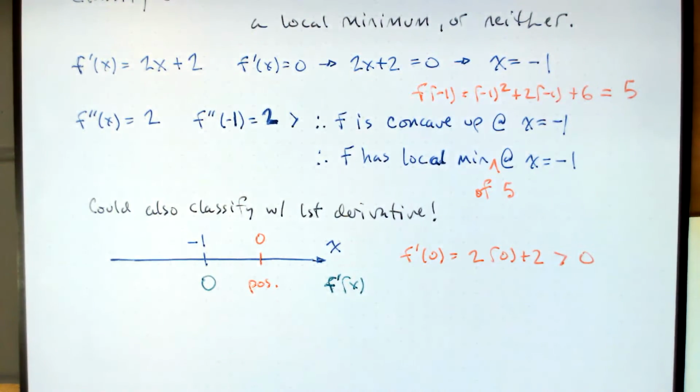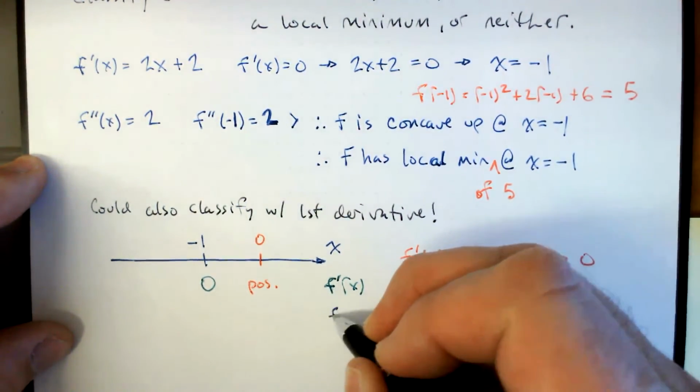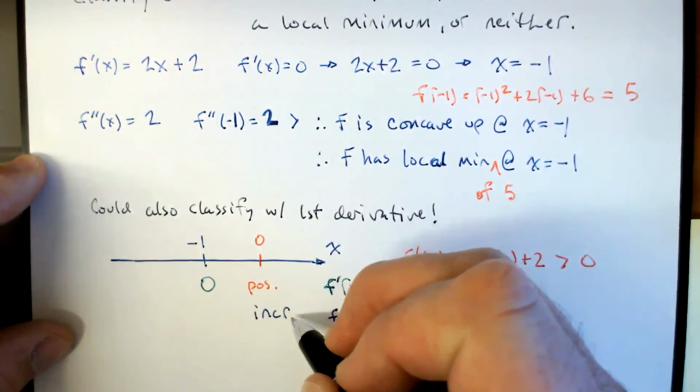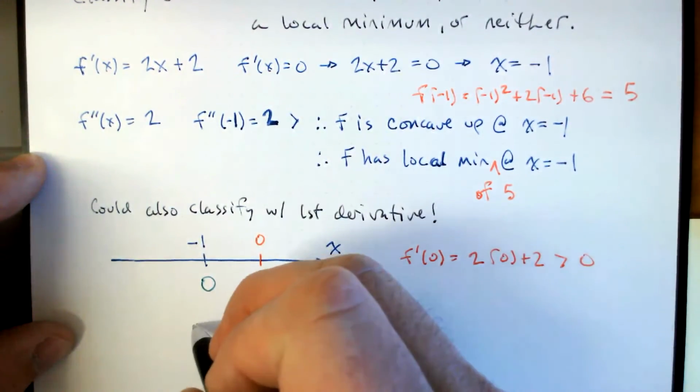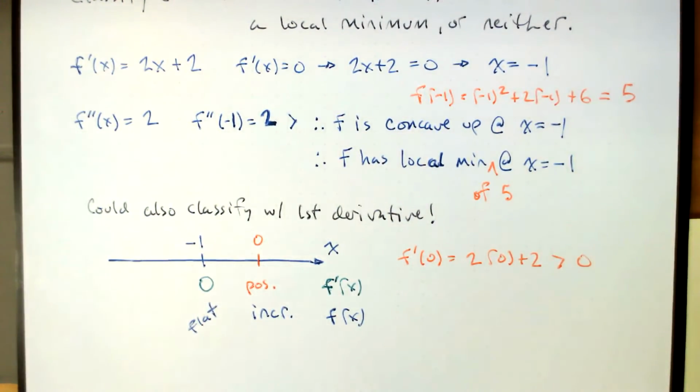That tells us what's going on with the function. If the first derivative is positive, then the function is increasing. When the first derivative is 0, then the function is flat.